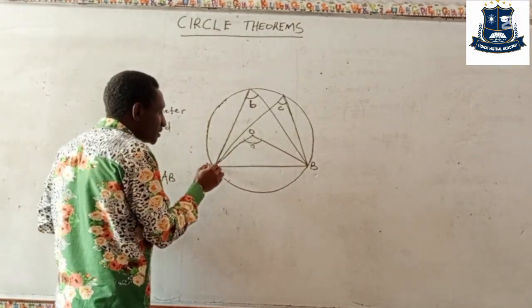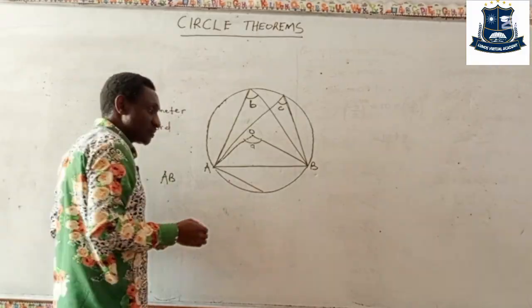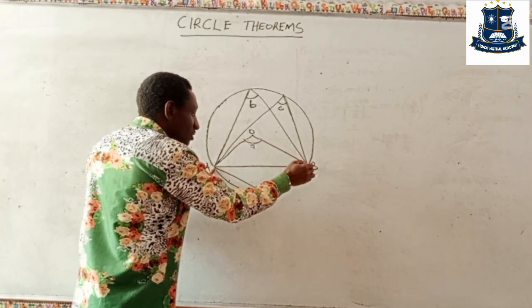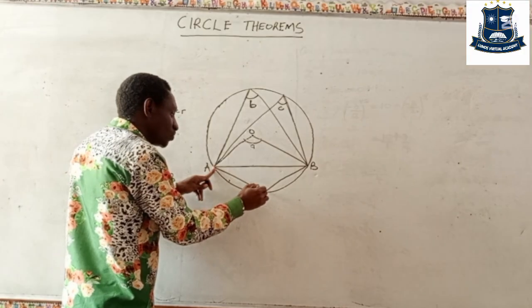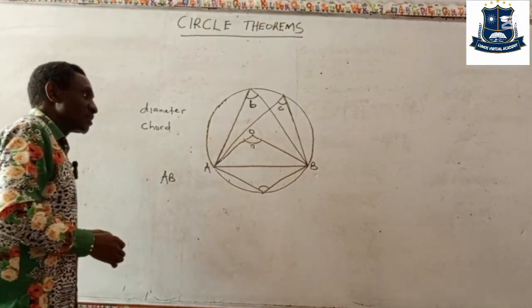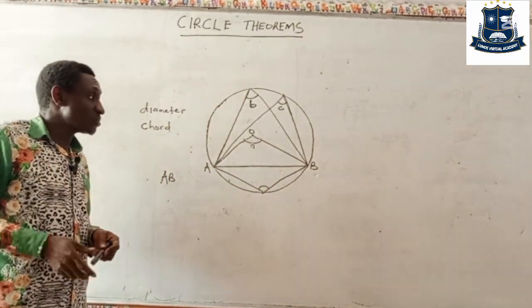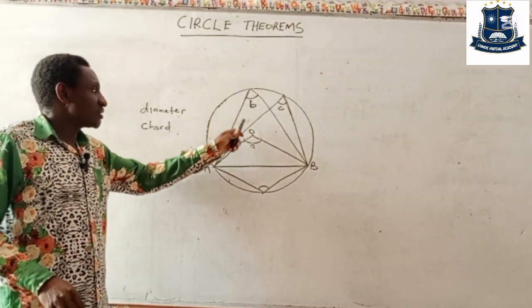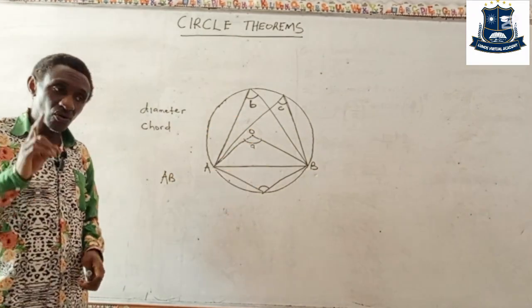The chord AB can still form another angle down. And how does it form an angle? A line will come from one end of the chord, and another line will come from the other end of the chord, and they meet. Where they meet, that's another angle formed by the chord. So a chord can form as many angles as possible. These angles are all formed by the same chord.